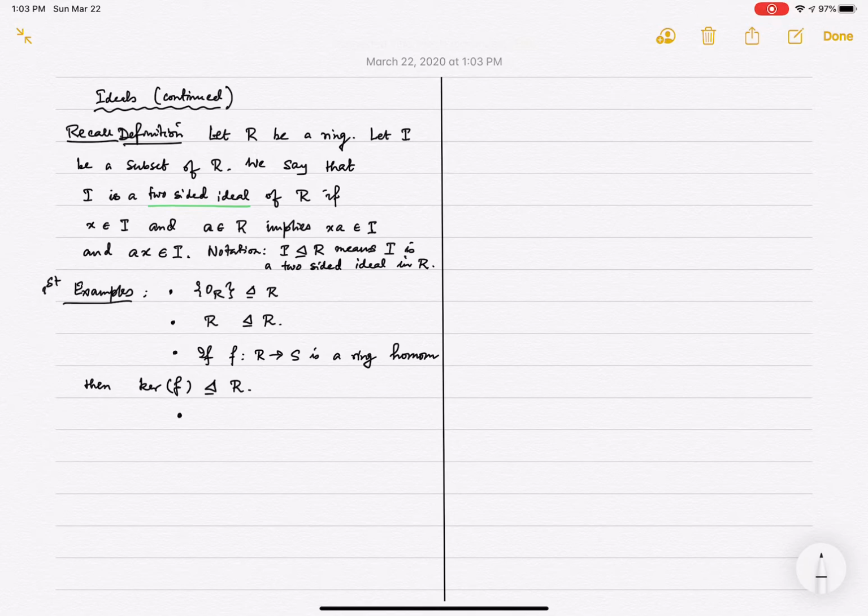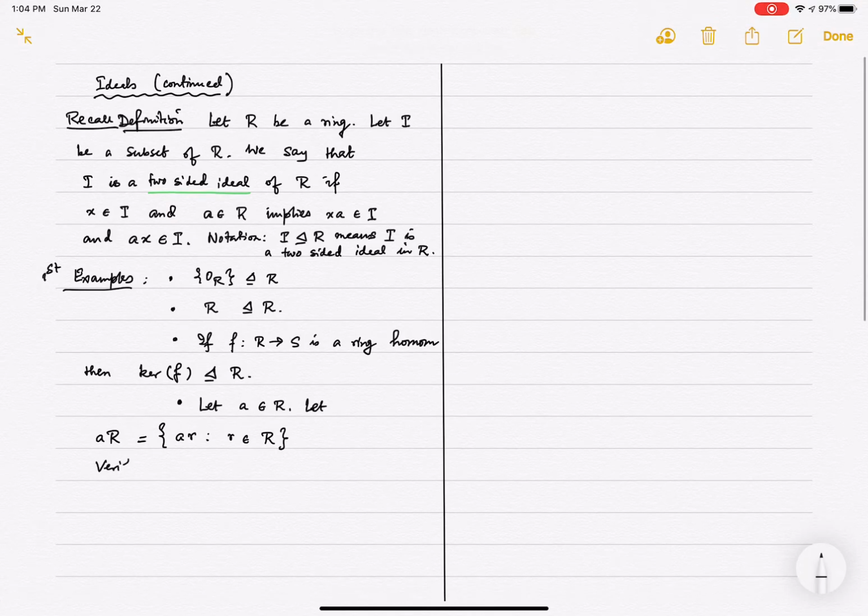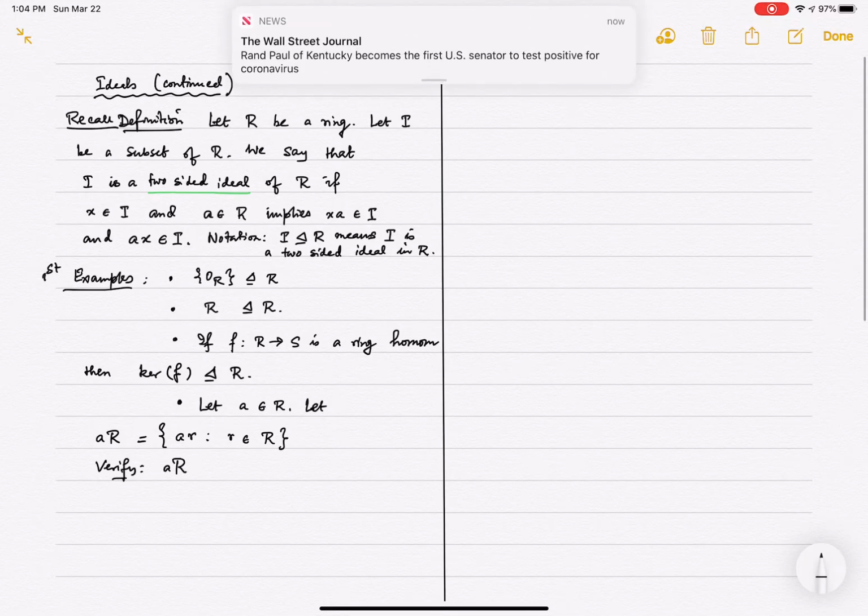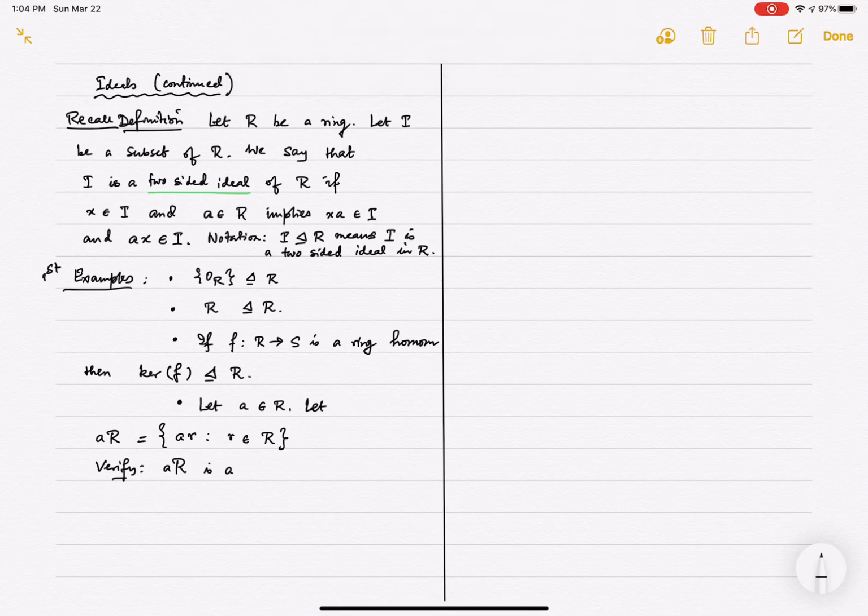A special kind of ideals that we'll often see are what are called principal ideals. So these come like this. Let a be any element of the ring R, then let aR mean all multiples of a. So all things that look like a times r, where r is some element of R. So you take a and multiply on the right by any element of the ring. So in other words, all multiples, but I don't know if the ring is commutative, so I'm just putting r on the right all the time. So you verify, and this is a very straightforward verification, that aR is a right ideal.